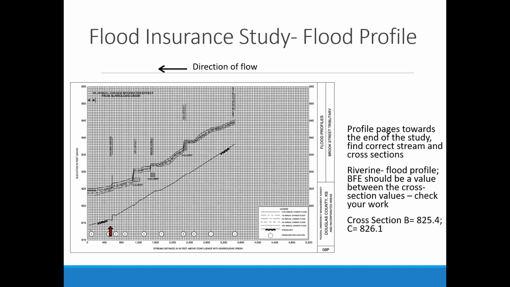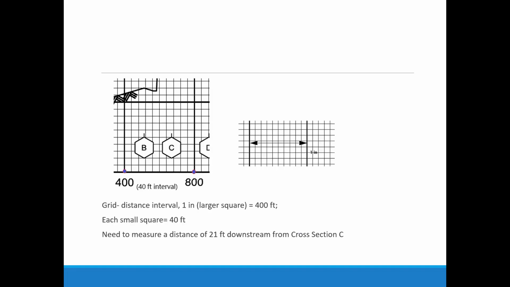And so it can be a little bit counterintuitive that the profiles kind of run from right to left, where the right side is upstream, and so the direction of flow is right to left. It's a little bit counterintuitive when we typically read left to right. And so as you saw on the map, cross-section B is at 825.4, and then cross-section C is at 826.1. And so we're going to use those values to check our work as we calculate this, and I will show you the floodway data tables that have that information.